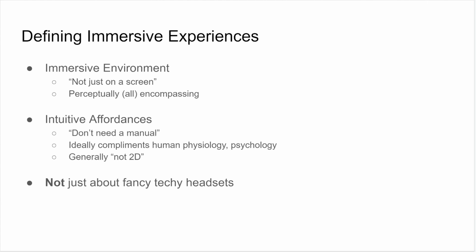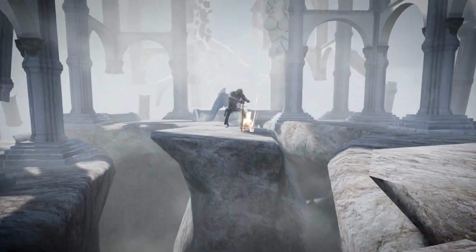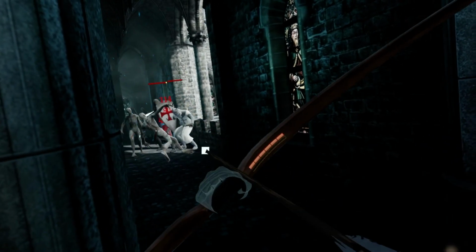So if an experience is perceptually all-encompassing and it has intuitive affordances, let's consider that to be an immersive experience. Now you'll notice that I didn't actually mention any headsets during this explanation, so it's not really just about fancy headsets. Although it is possible for us to consider things that are delivered through headsets to be immersive experiences. So for example, let's say a game like Death Unchained, which is a game that I've been playing quite a bit on the Quest 2.